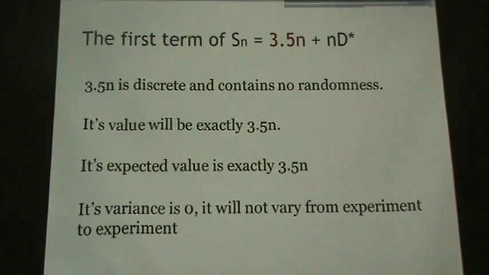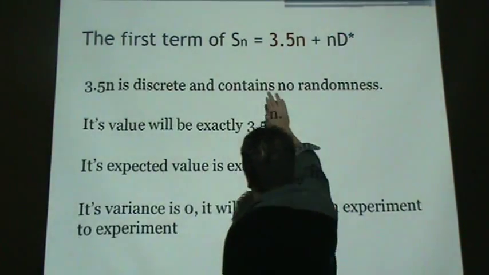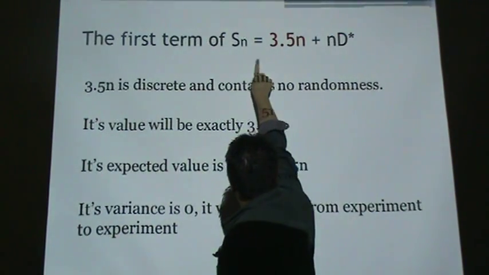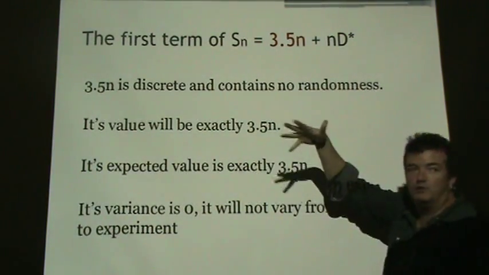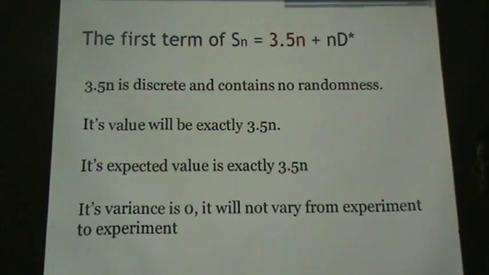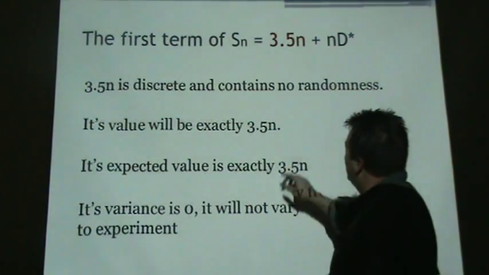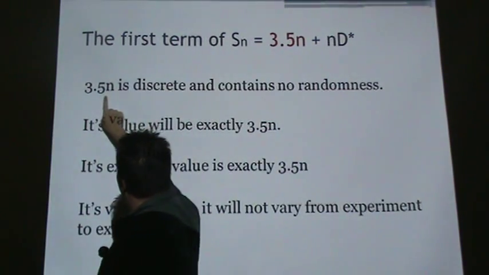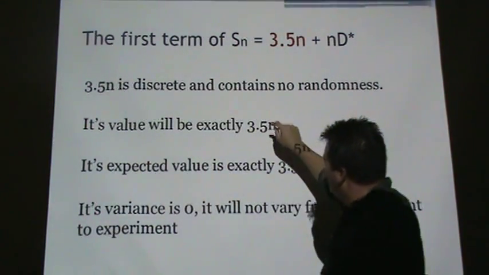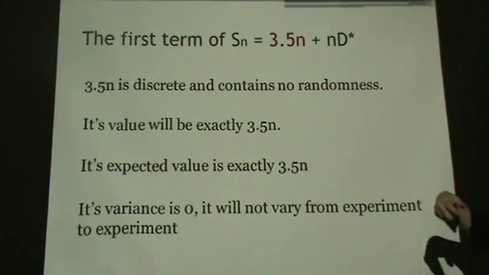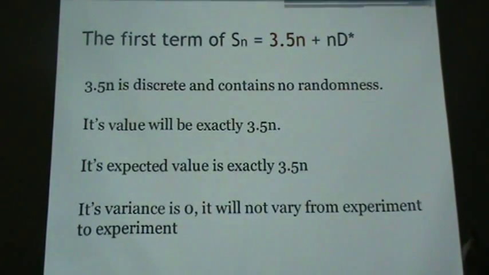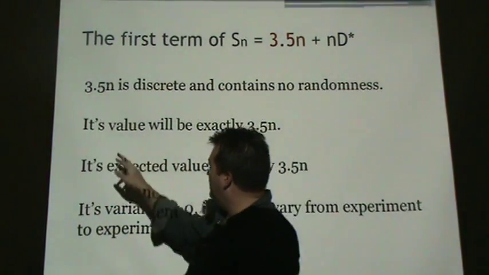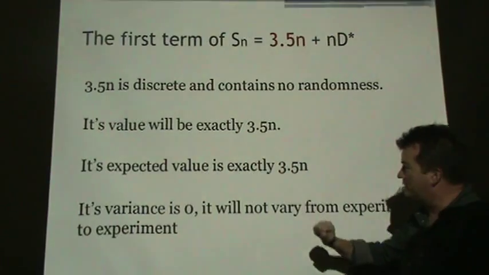Okay, so let's now look at our new model. Your score after n rolls is 3.5 times the number of rolls plus n times this new dice, which has minus faces and plus faces. Let's first look at this first term. The 3.5 is discrete and contains no randomness. If you roll the dice 10 times, you get 35 points. You roll the dice 100 times, you get 350 points, right? Its value will be exactly 3.5 times n.